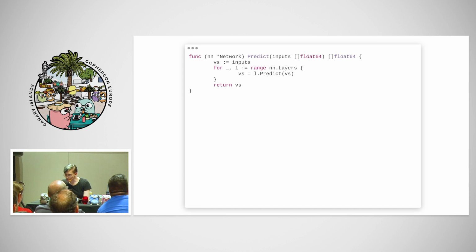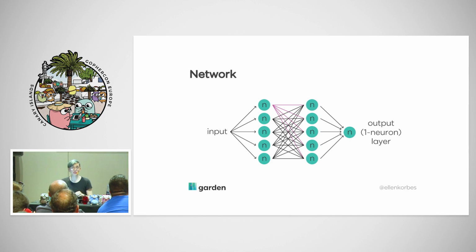It's here. Network. Predict. So the first time I run this, I use the input from my data set, and then every time I run this afterwards, I take the prediction from the previous layer and use it as input for the next layer. So it's that simple. Now, what is it that is really hard about neural networks?